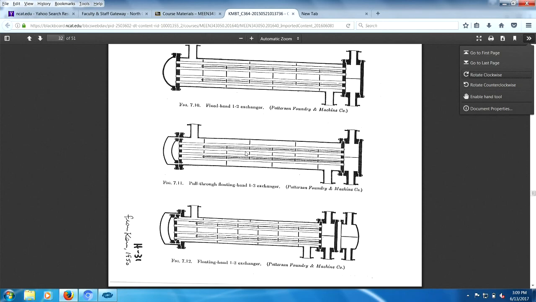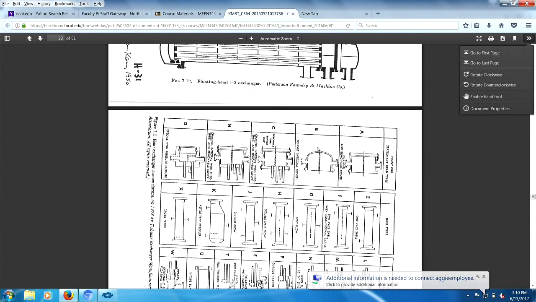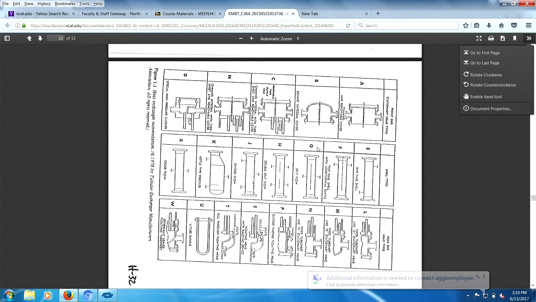Anyway, the difference between this design and this design is I have filled up the shell side here. Here I have this vacant shell side volume. Here it's been filled up with tubes. And so I have a much more effective heat exchanger. And lo and behold, look at what we got here. We have FEMA strikes again.